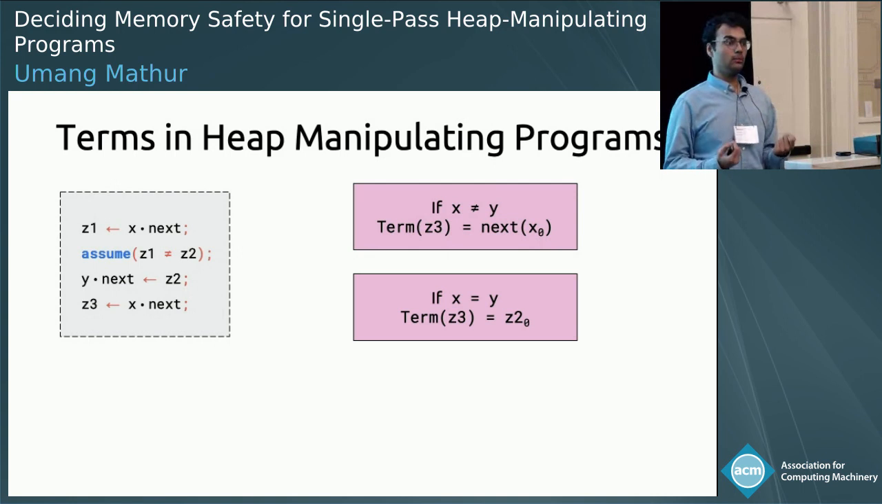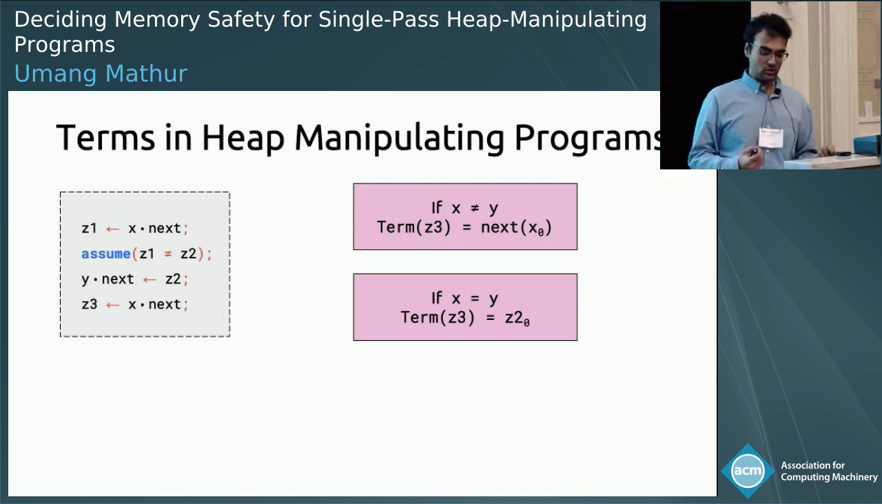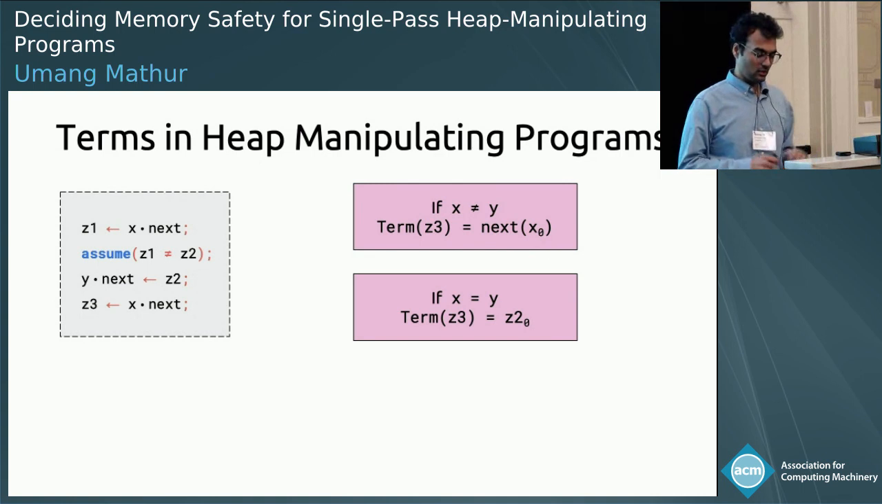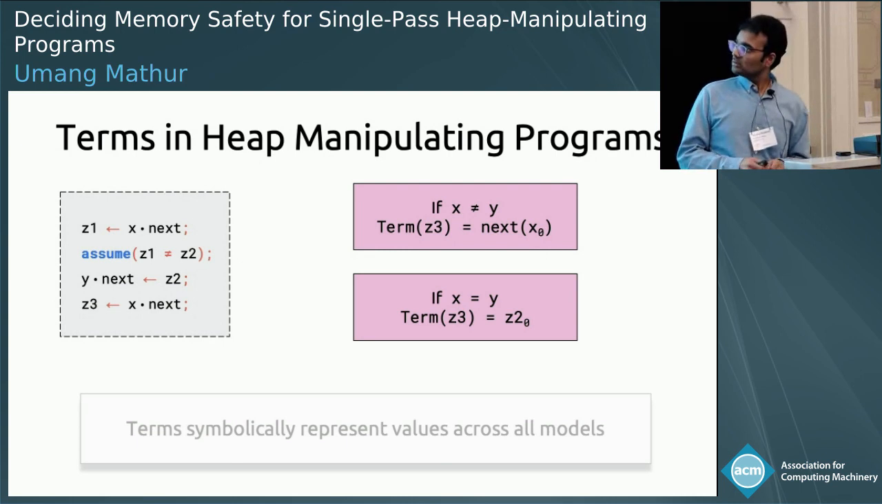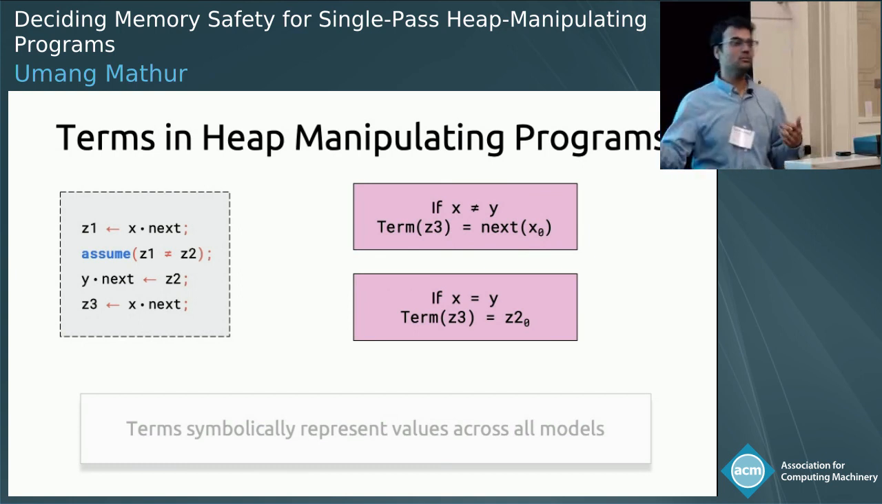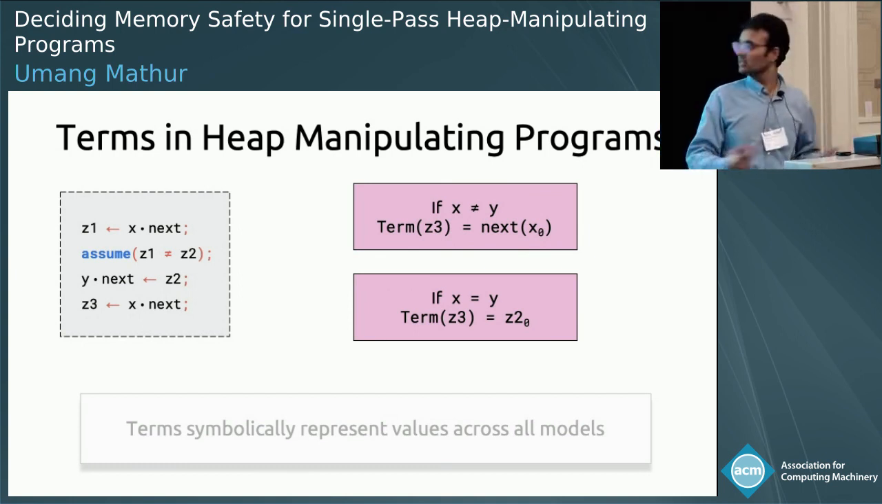But when x and y point to the same location, the term stored in Z3 is not next of x0, but indeed the term stored in Z2. And that's because the map update y.next also affects the value of x.next because they are the same locations. And therefore, x.next points to Z2, which is different from Z1, which is different from next of x0. So the bottom line is that for heap manipulating programs, this ideal property about terms being a symbolic representation of all data structures does not hold anymore.